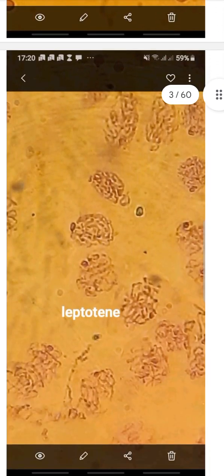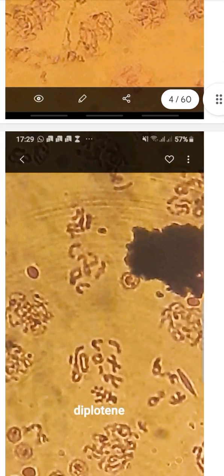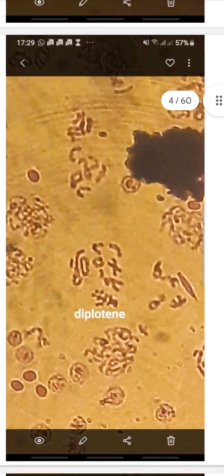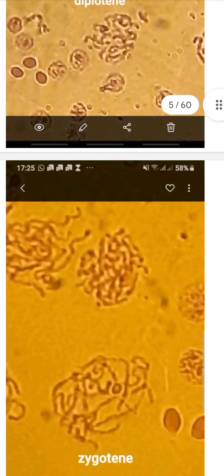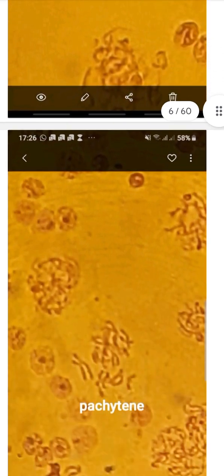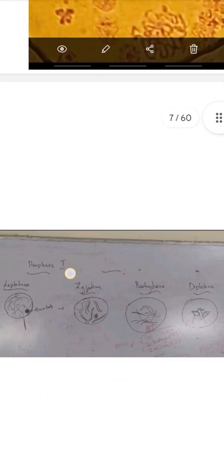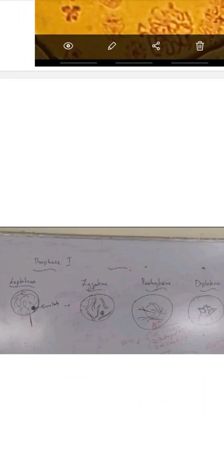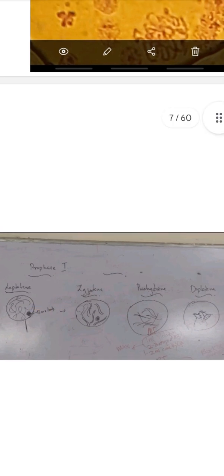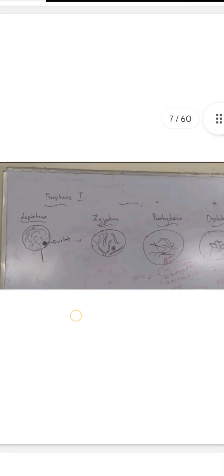Then leptotene stages. Then diplotene. Zygotene stages. Pachytene, X-shaped structures are there. And prophase 1 stages: leptotene, zygotene, pachytene, diplotene, and diakinesis. Okay.